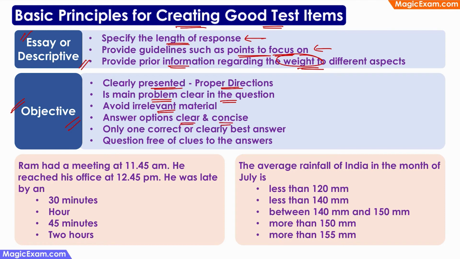And the answer options should be clear and concise. The answers should not be so long that it takes so much time to read and understand that people forget what the question was in the first place. So the answers should be clear and concise.